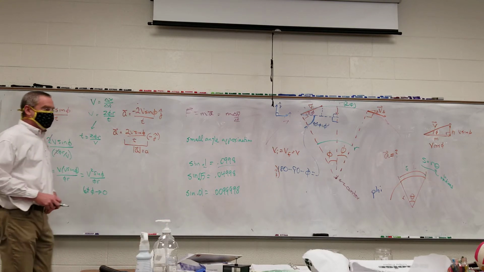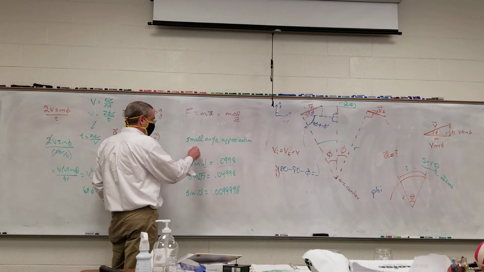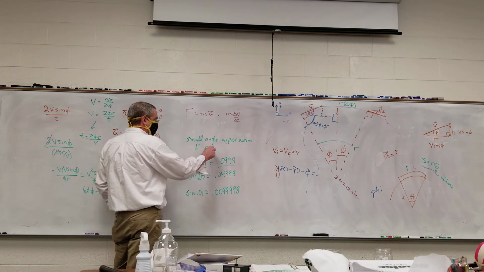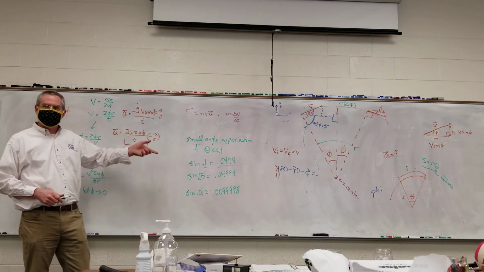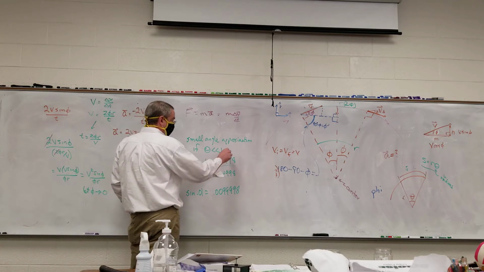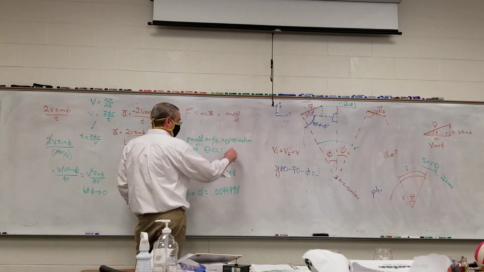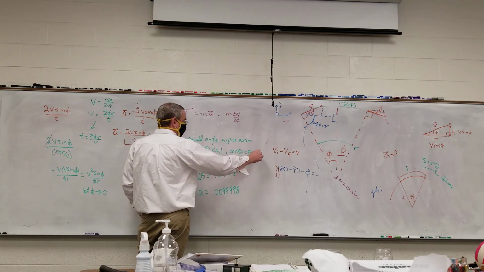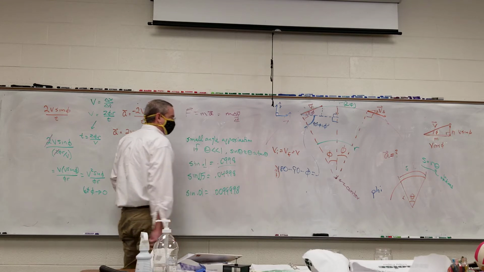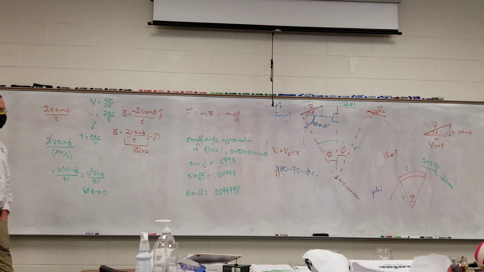So the small angle approximation says that if theta is small, and again, theta is in radians, if theta is much less than 1, that's the fancy way of saying if theta is small, then the sine of theta is approximately equal to theta, which is also approximately equal to the tangent of theta. Because if theta is small, the cosine is really close to 1. Tangent is sine divided by cosine, so it's basically sine divided by something really close to 1.